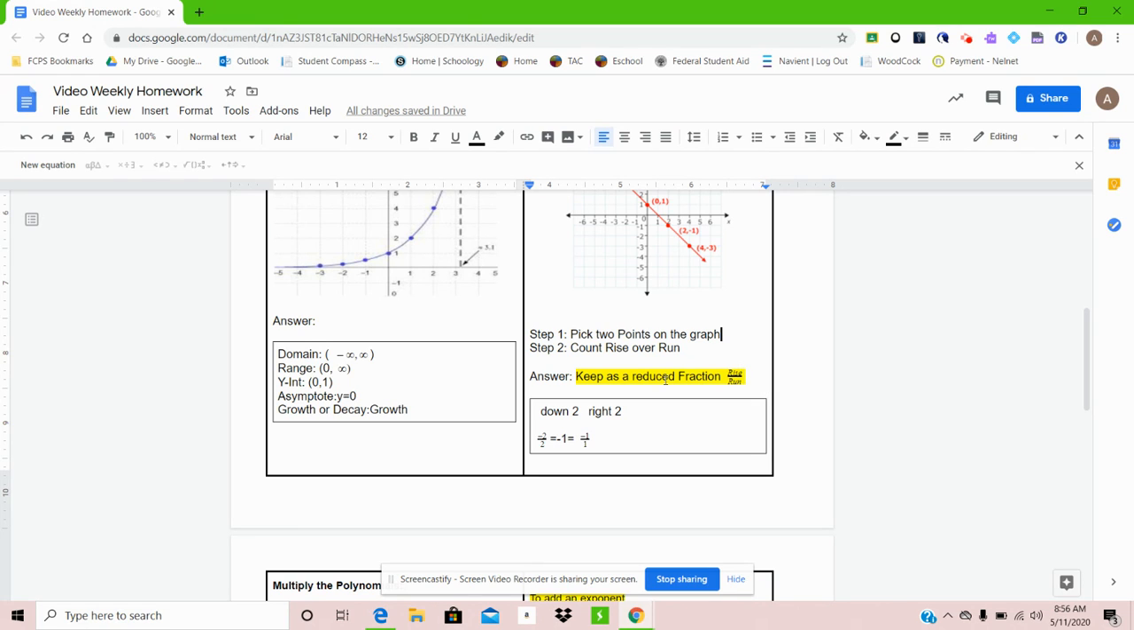Okay, so again, we want to do rise over run. When I run, I always like to go to the right. So up, down, and then always to the right.